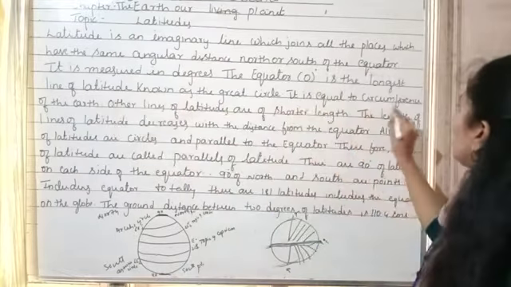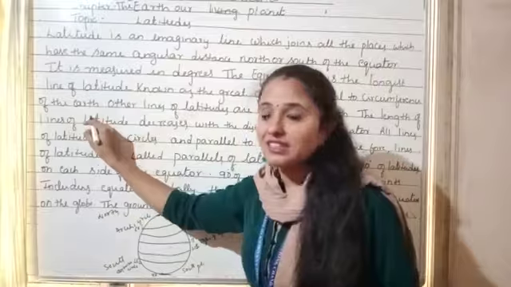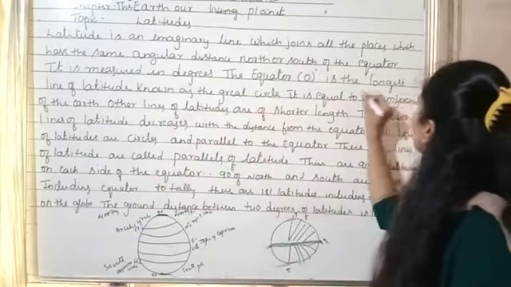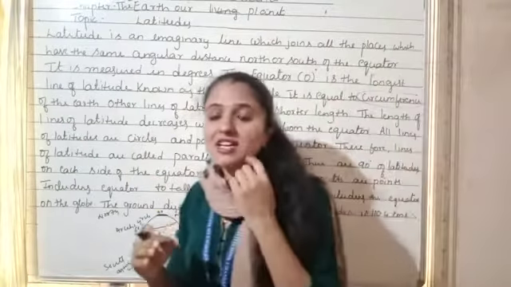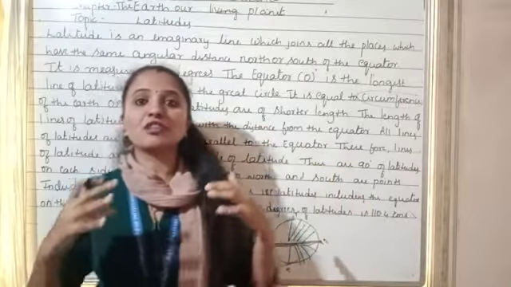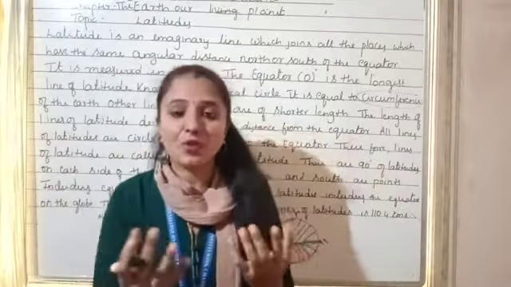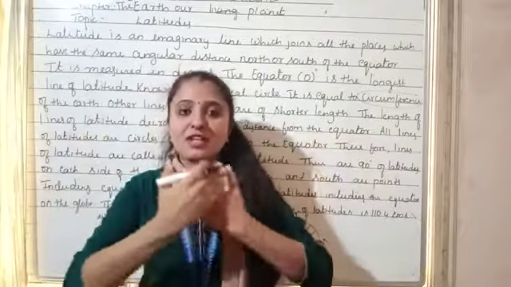It is equal to the circumference of the earth. Circumference means the distance around. It is equal to the circumference of the earth.